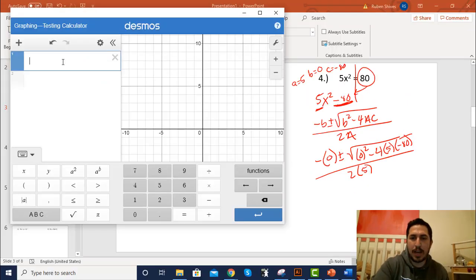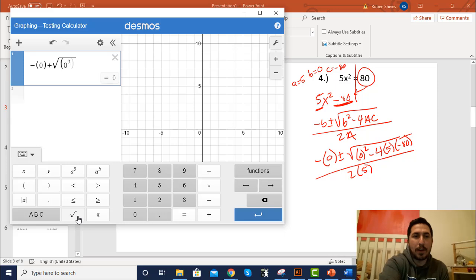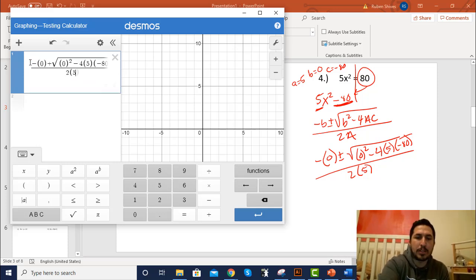Here we go. Be right back. All right, so we got negative parentheses 0. Close it. 1 time for the plus sign. Put the square root parentheses 0. Square that. Oh, I forgot to close the parentheses. Sorry. Close the parentheses. Then square that. Minus 4. Parentheses 5. Close parentheses. Open parentheses. -80. Close parentheses. Highlight the whole thing. Hit the divided by button. 2 parentheses 5. And that gives me a 4.